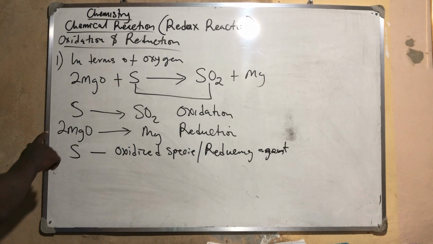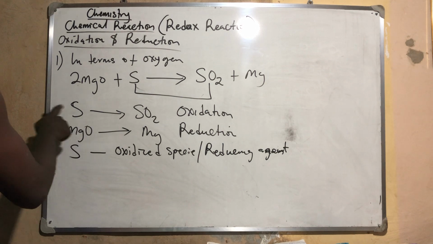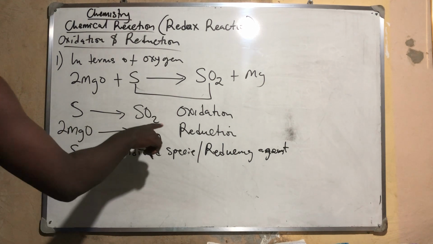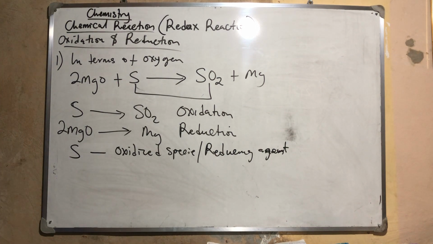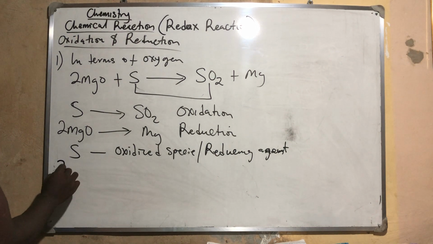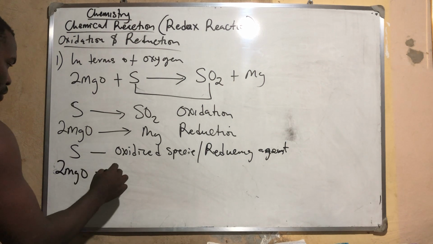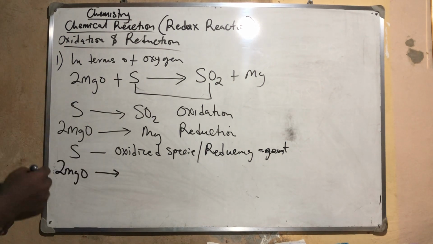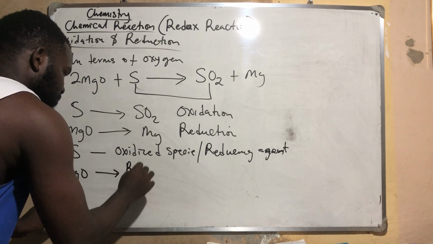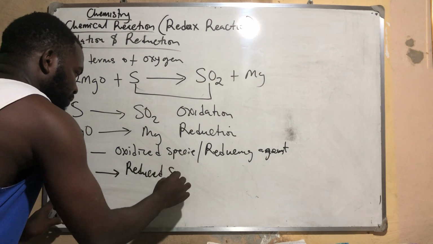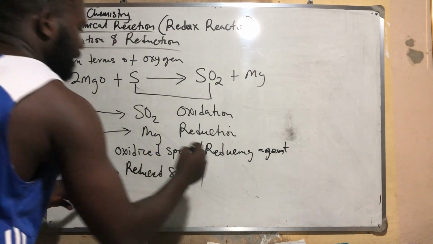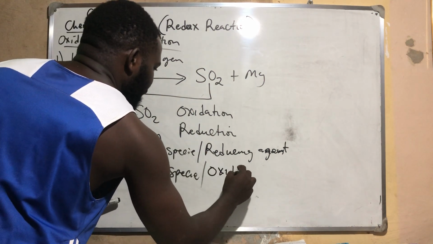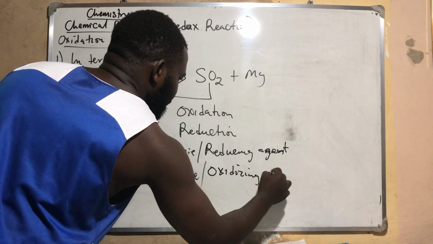Now, if you look at the next one, 2MgO had oxygen. In fact, 2MgO giving Mg was the one that underwent reduction. So therefore, that 2MgO is what is called the reduced species. And another word for reduced species is oxidizing agent.